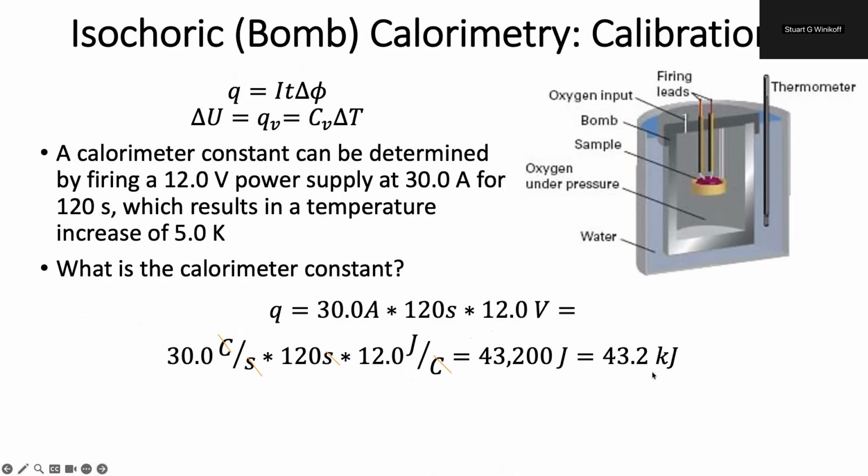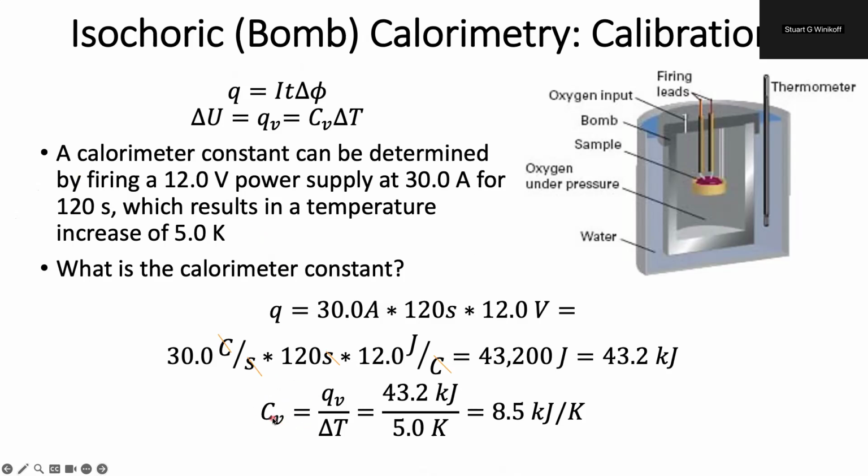Now, using this amount of energy produced from my firing leads, I can say I heated the system by 10 degrees and use that to determine the calorimeter constant, which is just the heat divided by the change in temperature. In this case, for this calorimeter, and this is a fairly common number, for about 2 liters of water in the surrounding chamber, it takes about 8.5 kilojoules to change the temperature by 1 Kelvin.